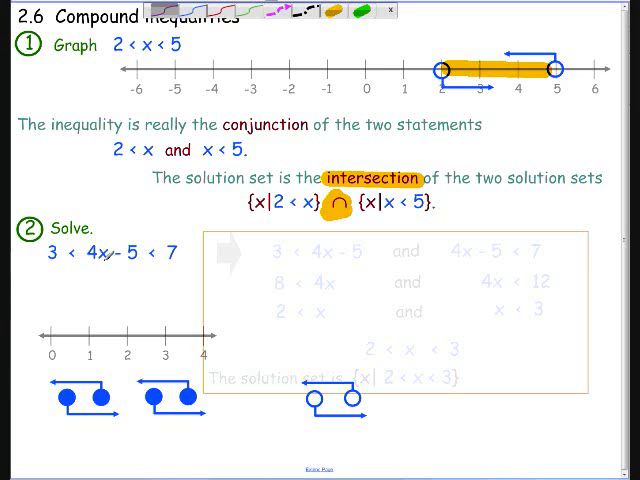Now we're going to solve a compound inequality. We want to get this x all by itself. Let's see what we have to do.